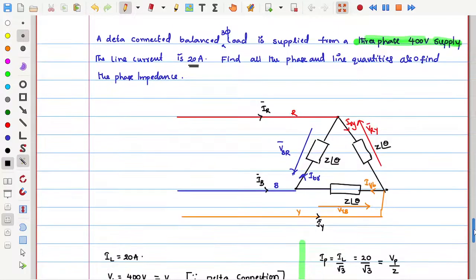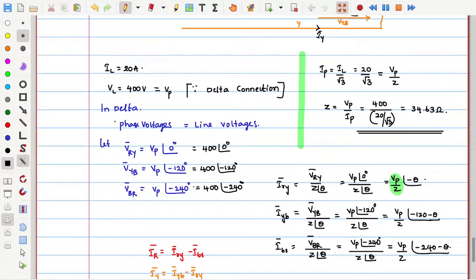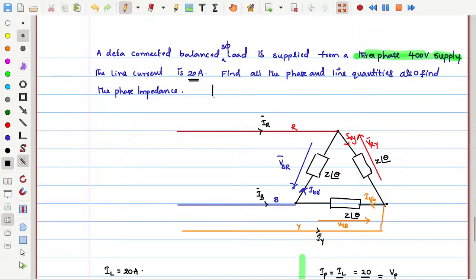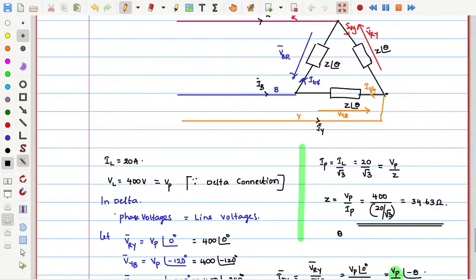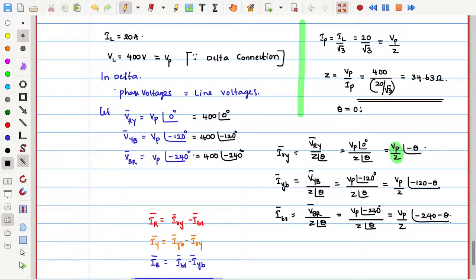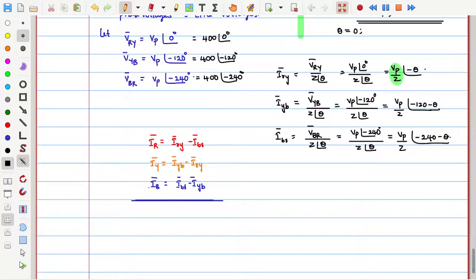Now if it is the resistive load, so we can proceed with the theta to be 0. If it is other than resistive load, some theta value will be there. So I am considering that the given load is resistive in nature. That means theta is equal to 0. Now you have every parameter. Voltage is there, impedance is there, impedance angle is there. You can find all the phase currents first. First let us do that task.